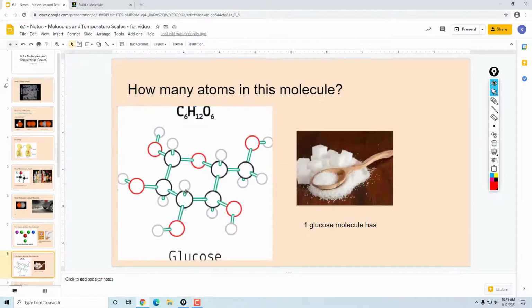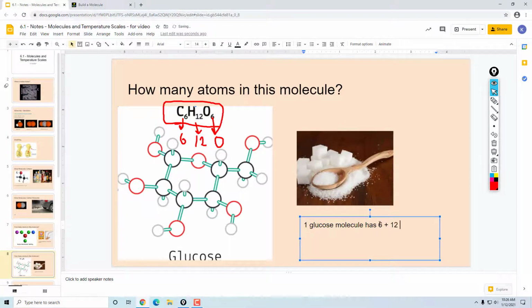What about glucose? When we're eating, we're mostly looking for a source of energy. There are many types of sugar. One type of sugar is glucose. Well, it's hard to count, that's going to take a long time. However, we know glucose is C6H12O6. That means there are 6 carbon atoms, 12 hydrogen atoms, and 6 oxygen atoms. So one glucose molecule has 6 plus 12 plus 6, which is 24 atoms.